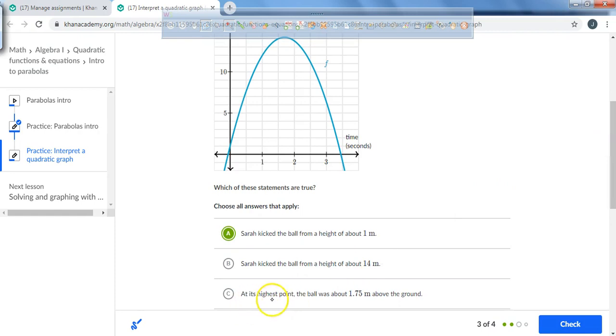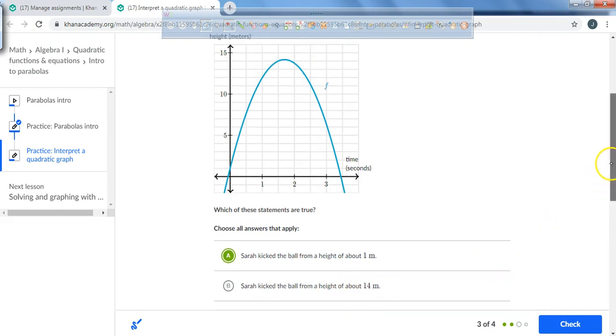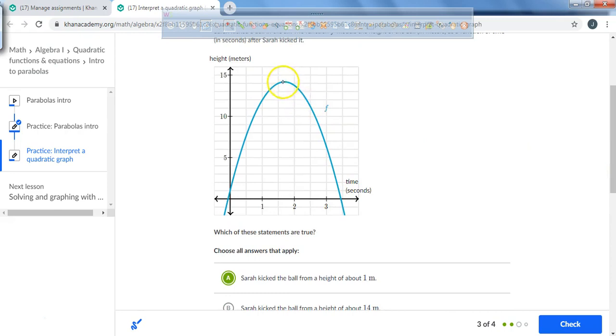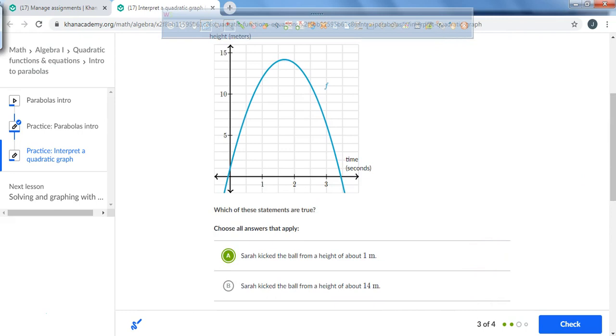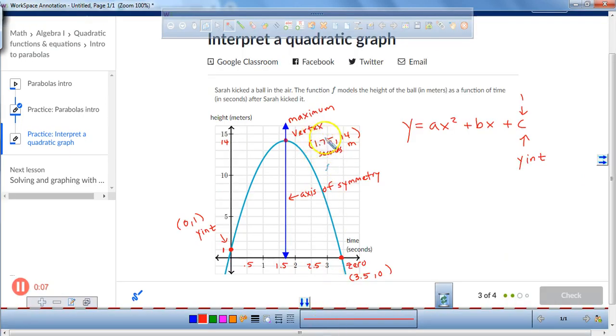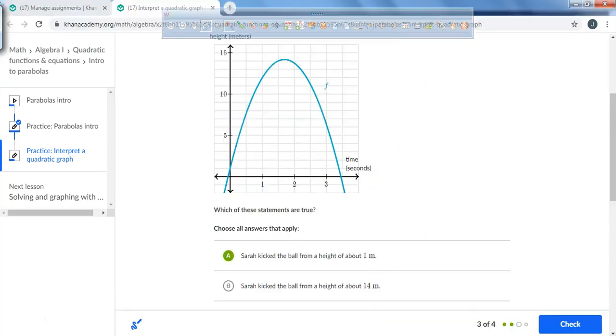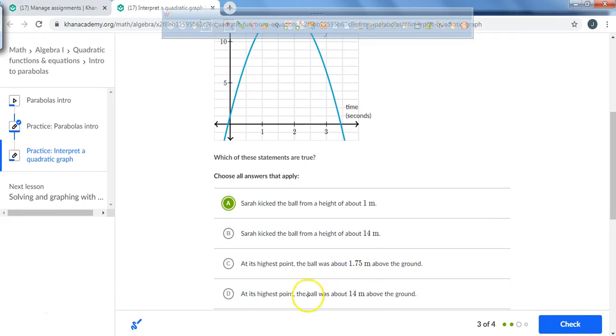Now it says at its highest point, the ball was about 1.75 meters above the ground. Well, it wasn't the highest point at 1.75 meters. Its highest point was about 14 meters. About 1.75 seconds. That's what we kind of figured out. It got to a height of 14 meters, so not going to choose that guy. Definitely no. At its highest point, the ball was about 14 meters. Yeah, I'd say at its highest point, it was about 14 meters above the ground.